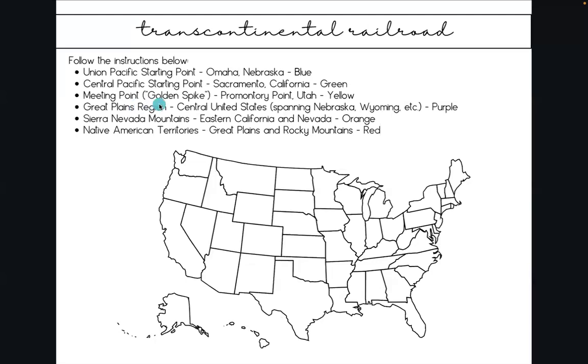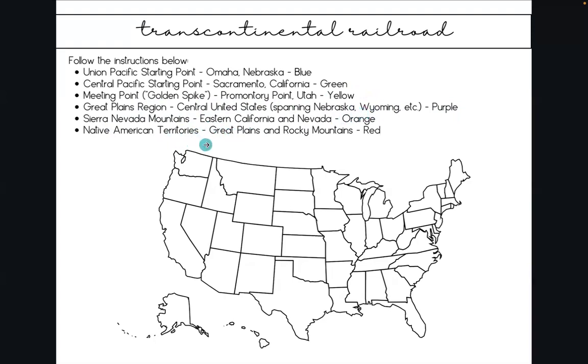The meeting point, the Golden Spike, is in Promontory Point, Utah, and it's going to be yellow because you're going to make a little golden spike. The Great Plains region, which is the central United States spanning Nebraska, Wyoming, etc., I would like you to do purple. Sierra Nevada Mountains, which are in eastern California and Nevada, orange.